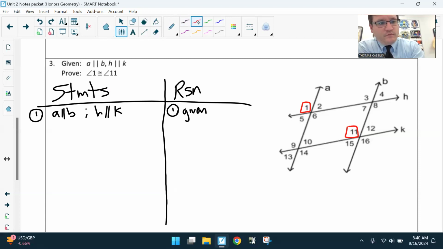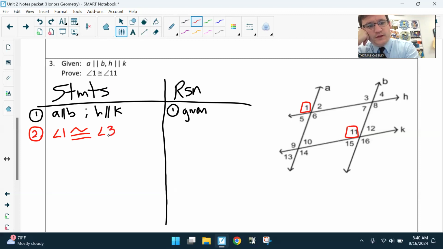All right, now step 2. We're trying to show two angles are congruent. So what I would recommend is pick two angles you know for certain are congruent. I'm going to say angle 1 is congruent to angle 3. I'm kind of making the jump there. How do we know that? We have to think about which angle pair those are. These are corresponding angles.